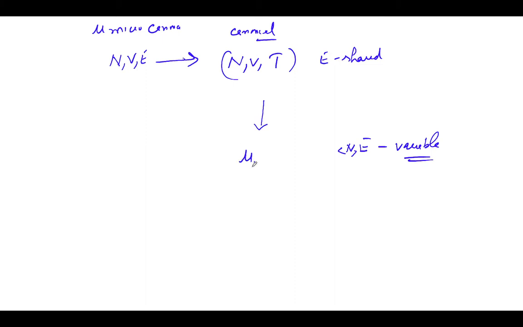In this case we keep three parameters fixed: mu, which is related to the change in number from one system to another and is generally known as the chemical potential, along with V and T. These three parameters are fixed for the grand canonical ensemble, while N and E are the variables being shared among all these systems.